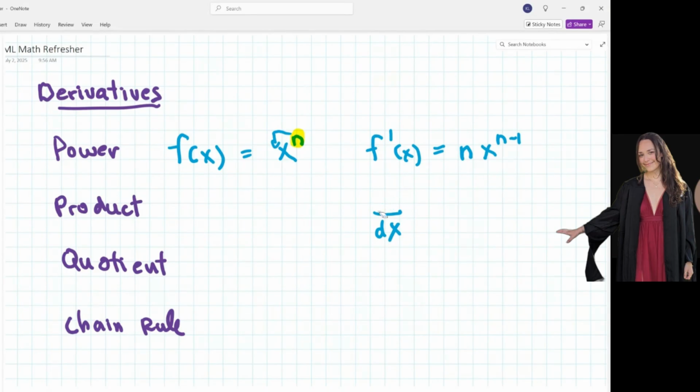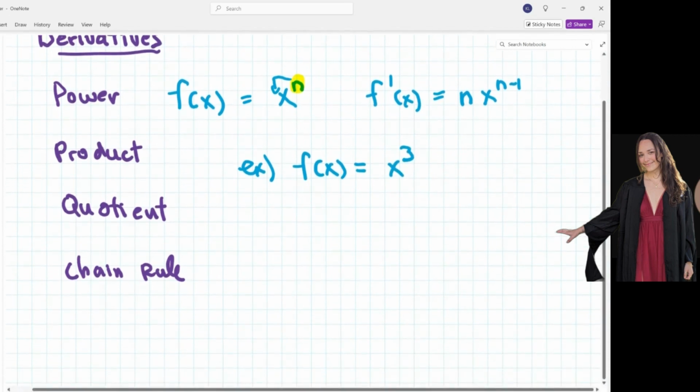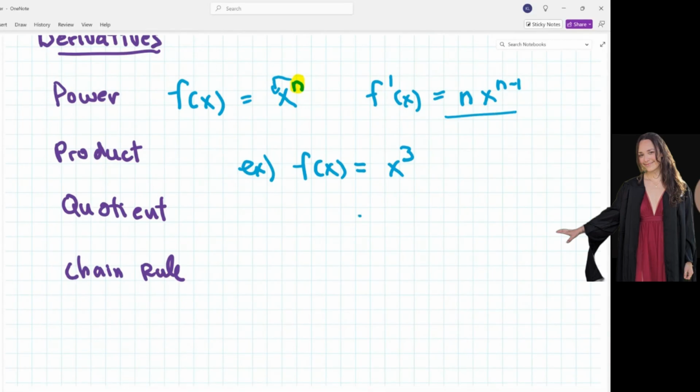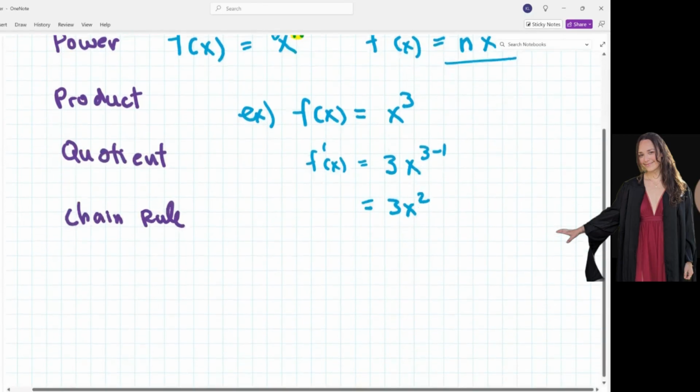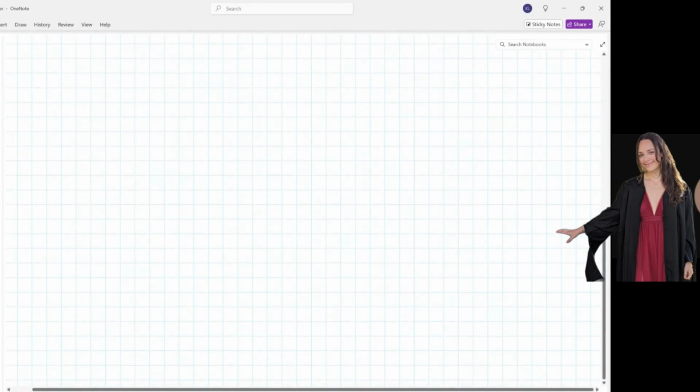So now that we have this notation, we're going to go through an example to make sure that we can see this in action. So for example, today we're going to consider a function f of x equals x to the power of 3. Following our power rule here, our f prime of x equals n, so 3x to the n minus 1, so 3 minus 1. So then we get 3x to the power of 2. And this rule you'll end up using all the time in conjunction with the rest of our rules, so make sure you have this one written down. Okay, so next off, we're going to move on to the product rule.